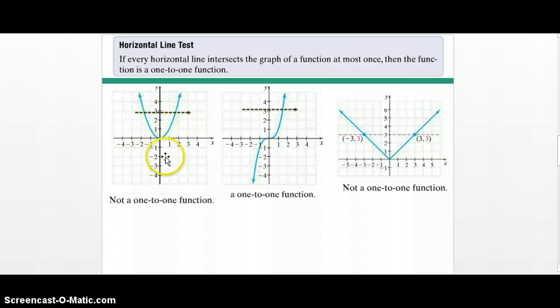Look at this graph. We draw a horizontal line, and this line intersects the graph in two places. So it is not a one-to-one function. Here it intersects only once, so it is a one-to-one function. Here it intersects two times, so it is not a one-to-one function.